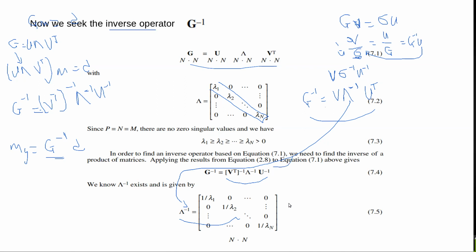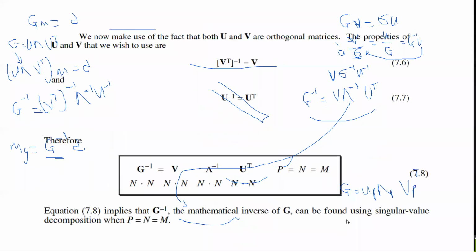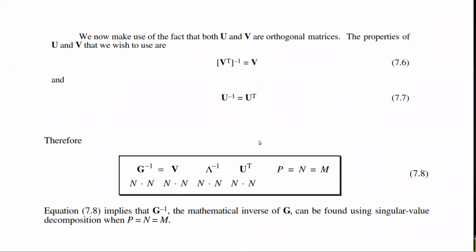Now what happens if there are zero singular values? Then you remember that in that case, G actually was decomposed as UP lambda P VP transpose. And in this case, I think it's on the next slide. Let me just clear this. I shouldn't have cleared. Okay, this is what I have been explaining.